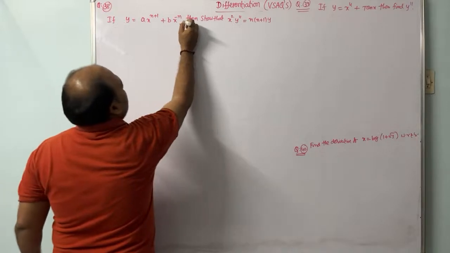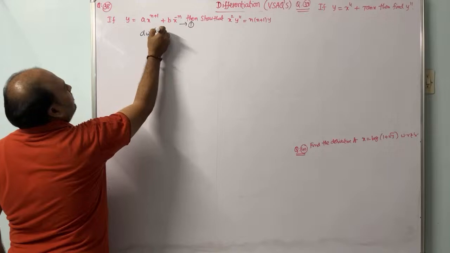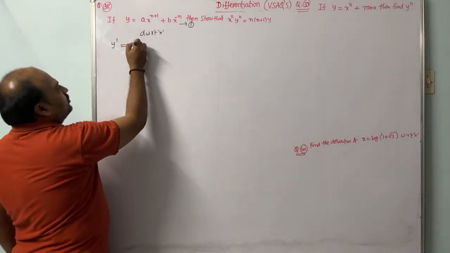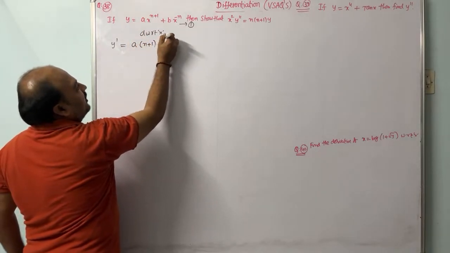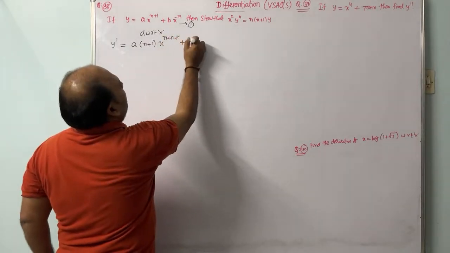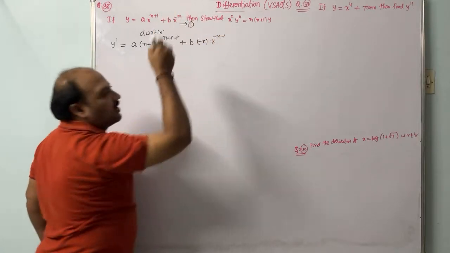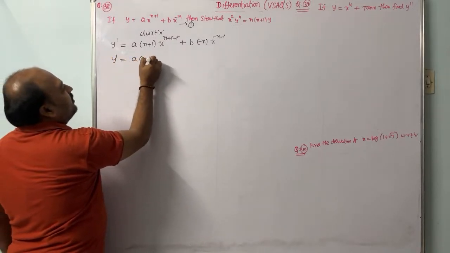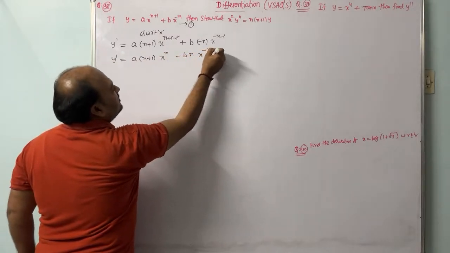First, the given one is equation number 1, and differentiate with respect to x. Y derivative is y dash equal to a into d by dx of x power n plus 1, into x power n plus 1 minus 1. These two will be cancelled. Plus b into x power minus n derivative, minus n into x power minus n minus 1. So we will simplify: y dash equal to a into n plus 1 into x power n minus bn into x power minus n minus 1.